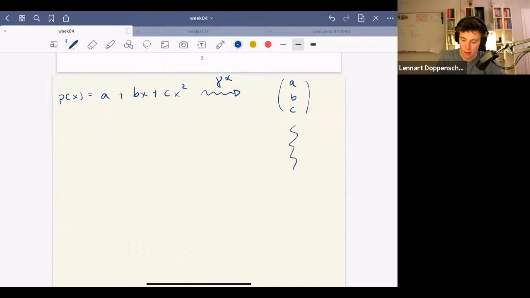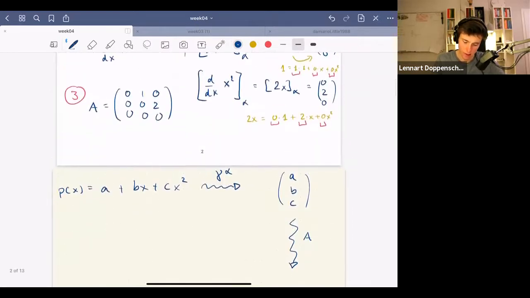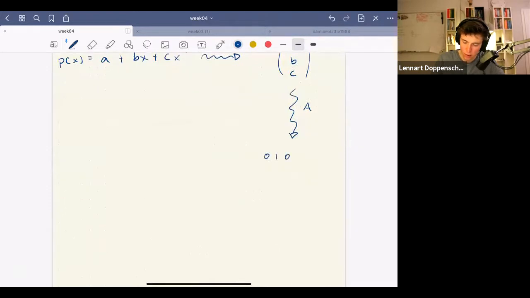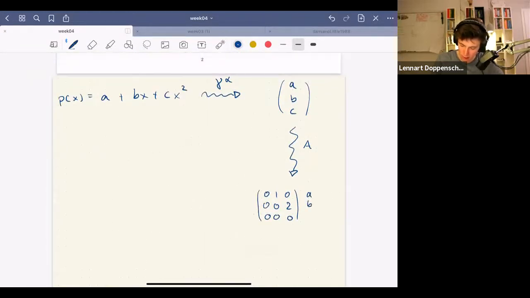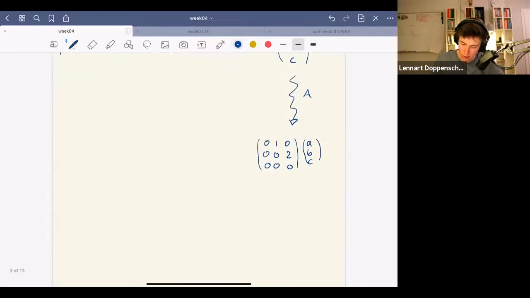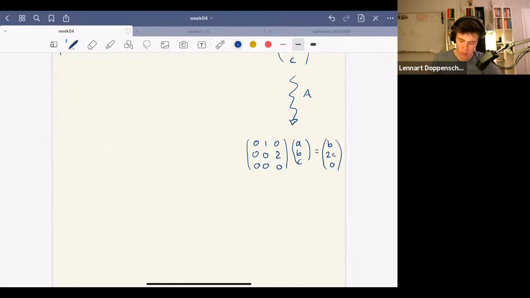Now, when we apply the matrix A, what we'll get is 0, 1, 0, 0, 0, 2, 0, 0, 0. And we multiply this by a, b, c. Then what we end up with is b, 2c, and 0. Is that correct? Do you guys agree?